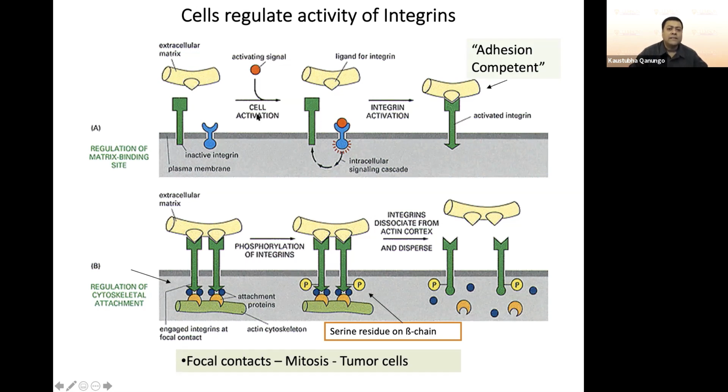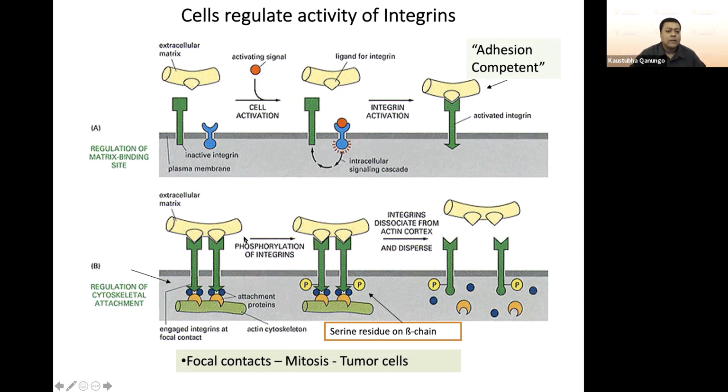Now you have an activating signal, and that binds to a particular receptor. Then a series of proteins comes and binds to the integrin, and there is a conformational change, and the integrin converts into an active integrin. In that condition, we call this integrin adhesion competent. At this point, it can bind to the extracellular matrix. We are going to see an example of this when we talk about the mechanism. So very nicely, you can regulate that.